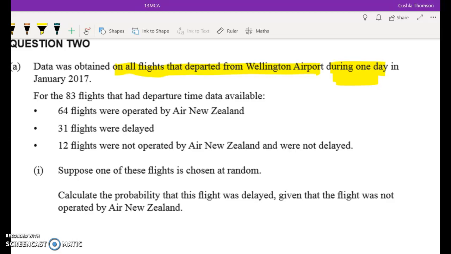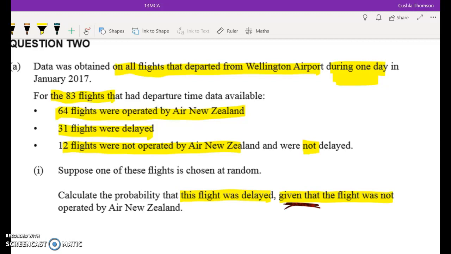So we've got data on 83 flights, and we're told that for the 83 flights, 64 were done by Air New Zealand, 31 were delayed, and 12 were not Air New Zealand and were not delayed. So we've got to pick one of those flights at random and figure out the probability that this flight was delayed, given that the flight was not operated by Air New Zealand. So there are your keywords in there.